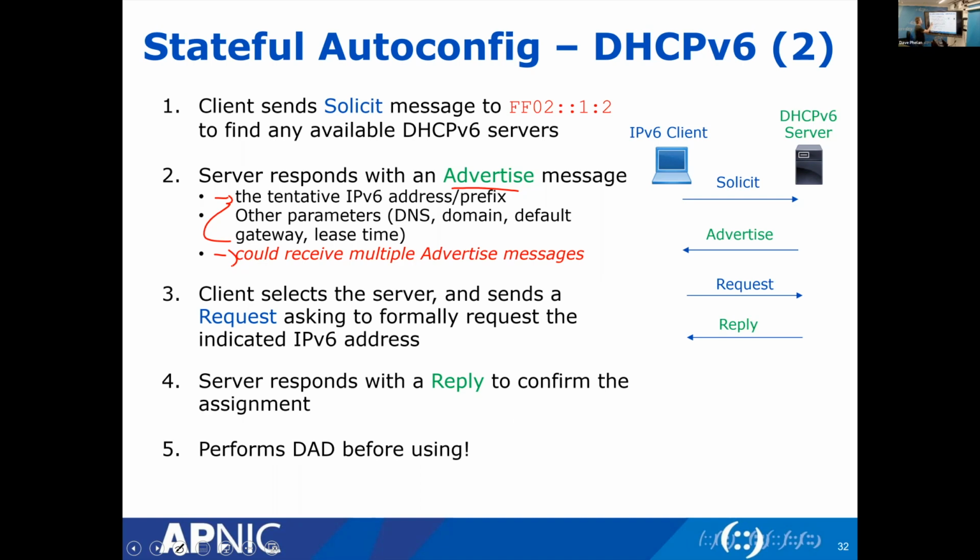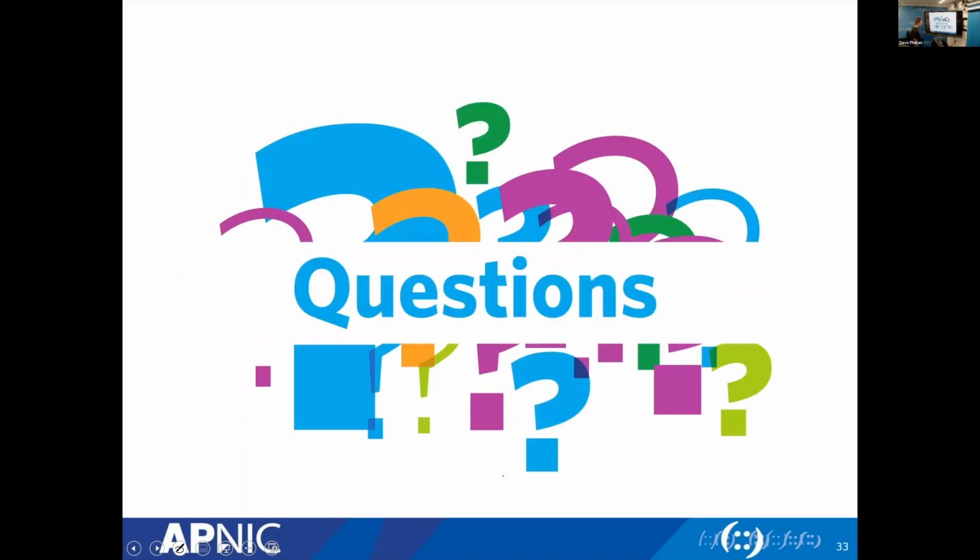Once the server has sent that, the client will select that server and send a request: hey, can I please have this address? The server will respond with a reply to confirm, and you will still perform duplicate address detection before you use it. So DAD is still a part of that.